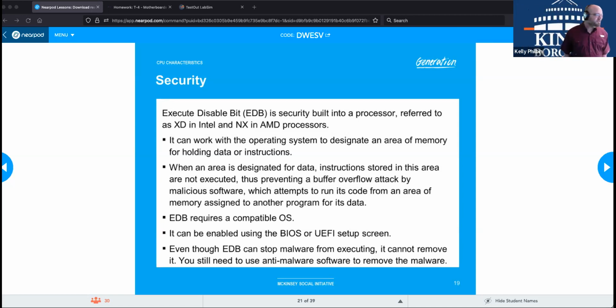When an area is designated for data, instructions stored in this area are not executed, thus preventing a buffer overflow attack by malicious software as well. Because sometimes one of the ways you can bypass security or crash the system is to make the same request over and over and over again, thousands of times per second. Eventually the system can't handle it, and it seizes and shuts down. They would call this a buffer overflow attack, and the security bits, the XD and NX, also help to prevent this as well.